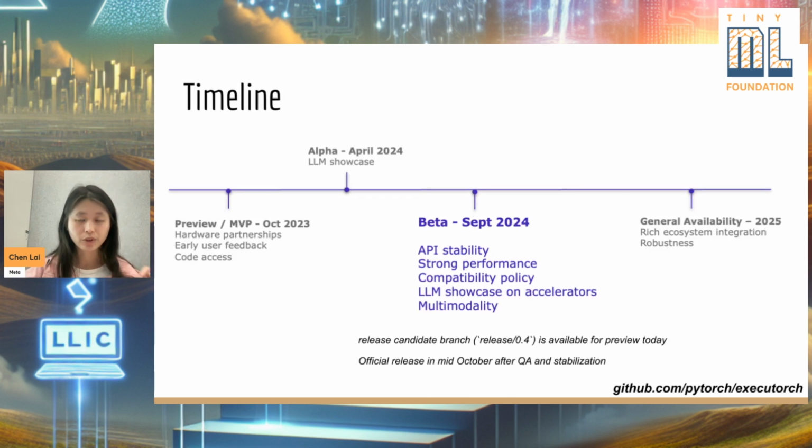So here is the ExecuTorch timeline. We went through preview in October 2023, we announced alpha in April this year, and we had our beta released last month at the PyTorch conference. The official release for beta is this week, so it will include the performant Llama examples, and in 2025 we will add richer ecosystem integration and robustness.